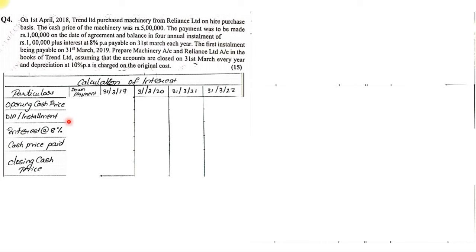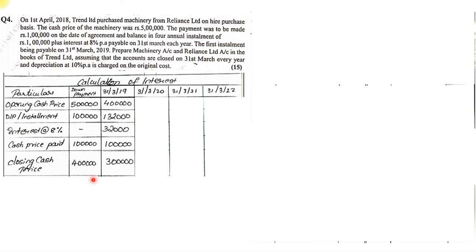Now remember, the original opening cash price is 5 lakhs, and in the first year we have made a down payment of 1 lakh. Okay, so our entry will be opening cash 5 lakh. We paid a cash amount of 1 lakh as down payment. So cash paid is only 1 lakh in this particular year at the start of the agreement. So our closing balance is 4 lakhs. Now the first column's closing will become the next column's opening. So 4 lakh is our opening cash price.